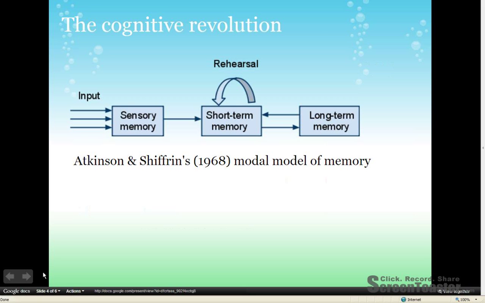Information can be kept in short-term memory through rehearsal, but then information gets passed on to long-term memory. And of course, information can be retrieved from long-term memory back into short-term memory. But the key thing about this particular model is really its use of a flow diagram like this to show different stages in cognition in which information gets processed and transformed.